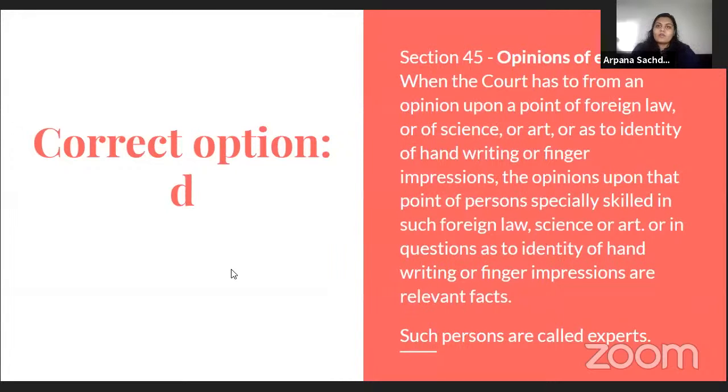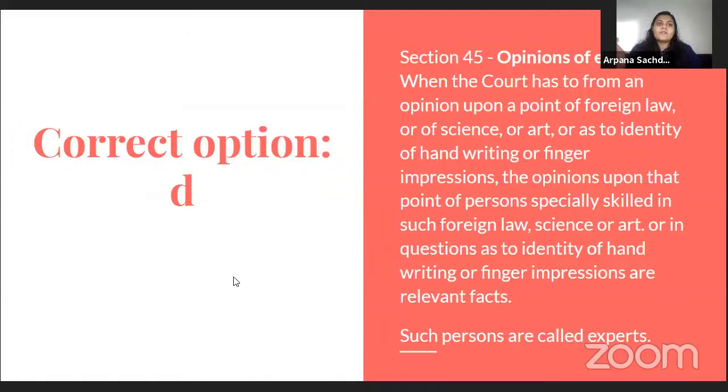Section 45 talks about opinion of experts, where it says when the court has to form an opinion upon a point of foreign law or of science or art, or as to the identity of handwriting or finger impression, the opinions upon that point of persons specially skilled in such foreign law, science, or art, or in questions as to the identity of handwriting or finger impression are relevant facts, and such persons are called experts. So all of the above is the correct option.